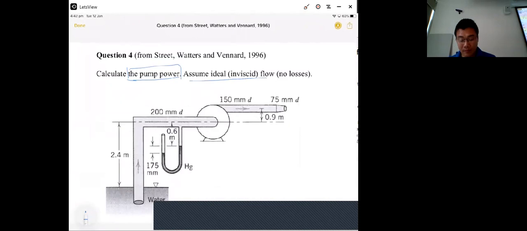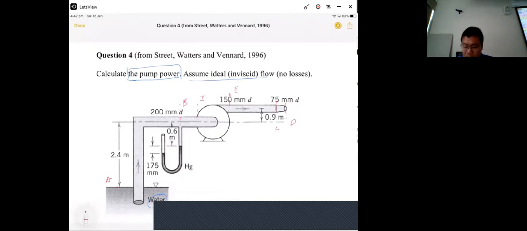Ideal flow. Okay. We have water here and pump this way. For example, I call this one point A. This one is point B. This one is point I. This one is point E. This one is point C. This one is point D. Okay.